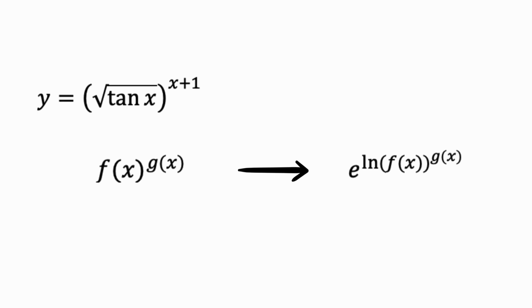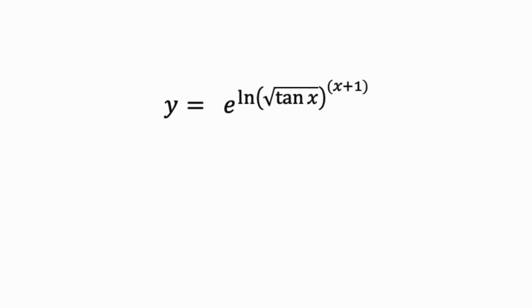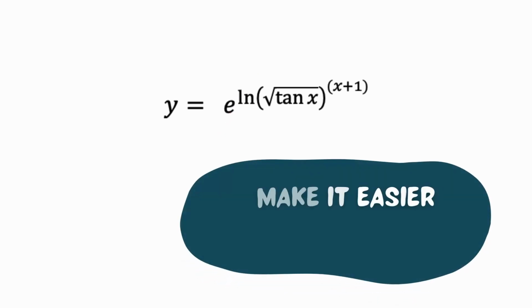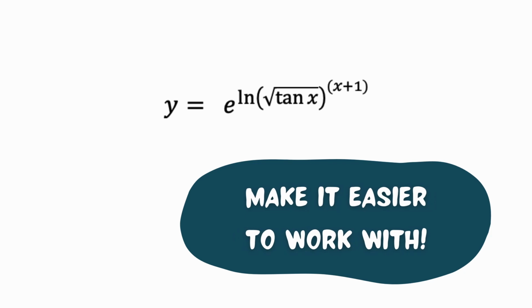In our case, that looks like this. Notice that we haven't actually changed anything in our function. E and the natural logarithm cancel each other out, so our original function remains the same. The reason why we do this in the first place is because the derivative of e is still e, so it's easier to work with once we begin differentiating the function.